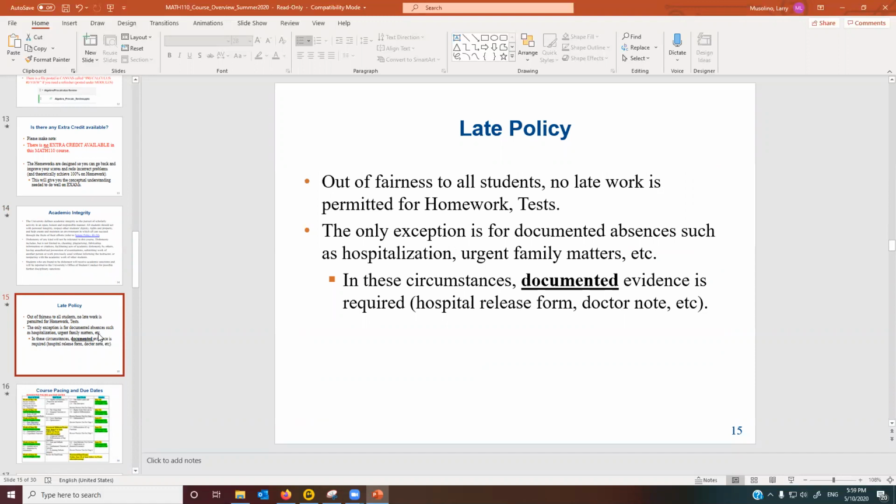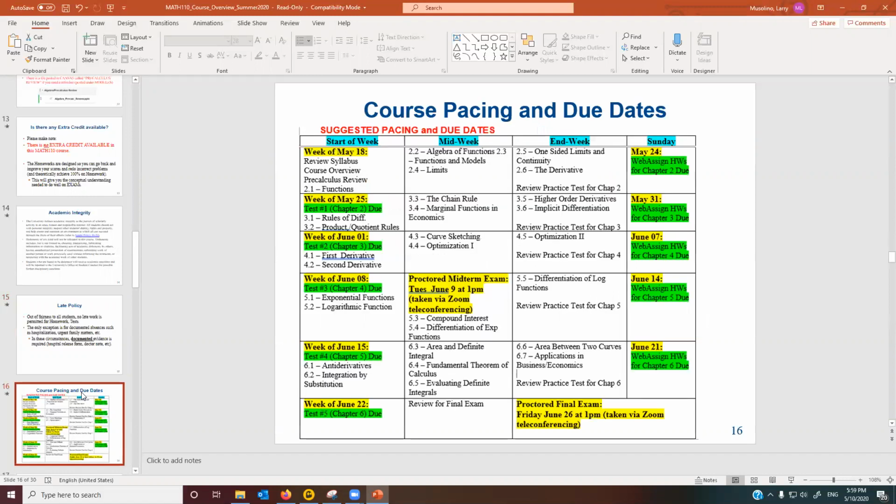Folks, out of fairness to all students, no late work is permitted. I can't give extensions to some students and not give extensions to others, so generally there's no extensions. Of course, if you have some unusual occurrence, medical condition, family emergency, and so on, of course, I'll work with you on those, but you must have documented evidence for those. So if you have any scenarios such as that, please make sure you provide some documented evidence.